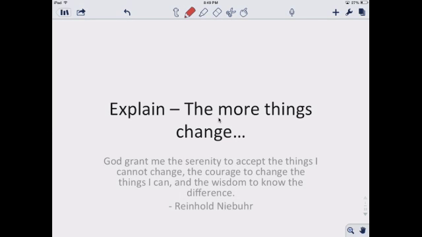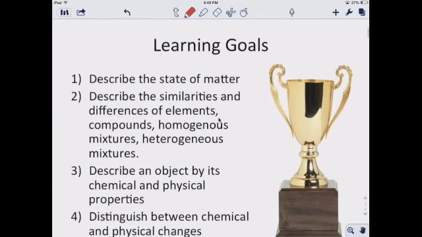All right, jumping to this, we're going to talk about the more things change. And we see the quote that we have here: God grant me the serenity to accept the things that I cannot change, the courage to change the things that I can, and the wisdom to know the difference. So, this whole lecture is going to be about change.